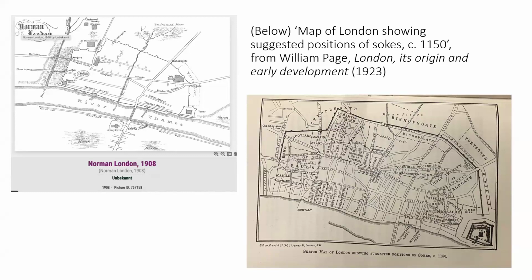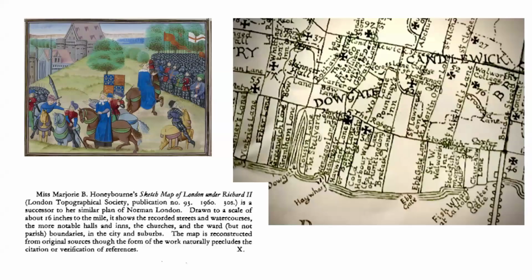So I've included one from another publication, which I just pulled down off the internet, and I have no idea where it came from. Unbekannt, as we know, is not known. After Honeybourne's map of Norman London, she also drew another one of London at the time of the Peasants' Revolt to accompany Ruth Bird's study of the turbulent London of Richard II, published in 1949. And the map that she published to go with Ruth Bird's book was a simplified version of the map of London under Richard II, of which that's an extract, published separately by the London Topographical Society in 1960.